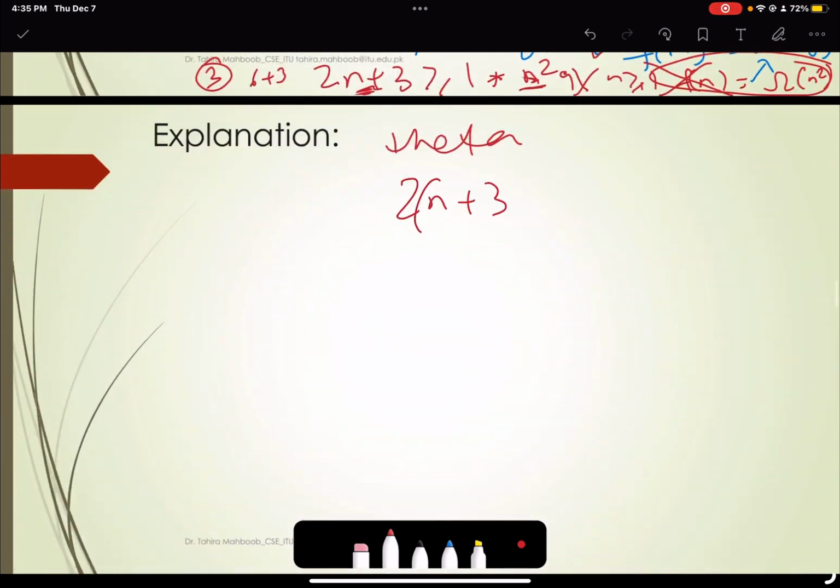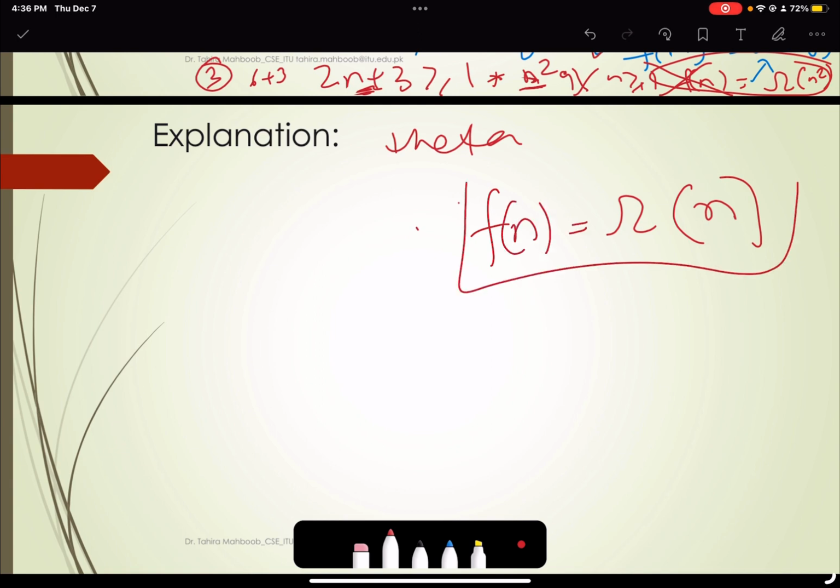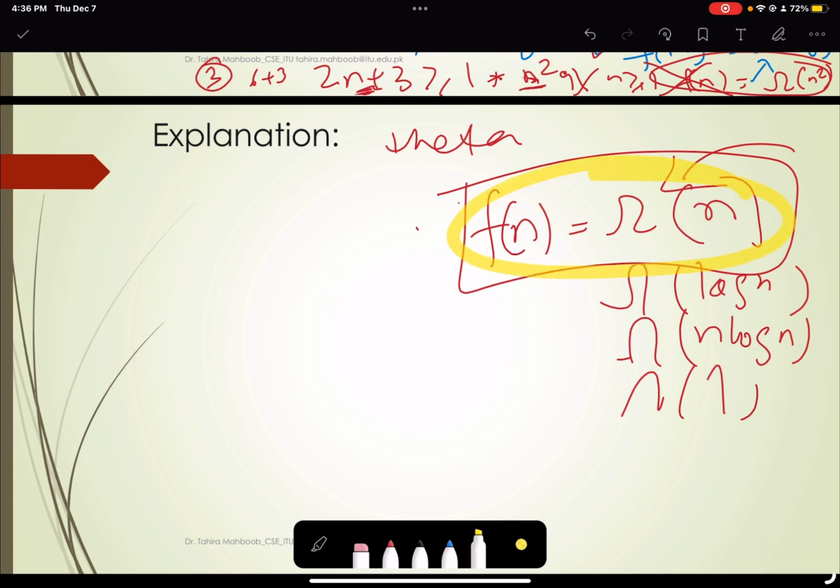So for 2n plus 3, we can say the theta is n. For this function f of n, we can represent it like this. It is true for log of n, n log of n, or 1. It is true for all these values, but this one is closer to your theta or the average value. So we are going to consider this value as your big omega.